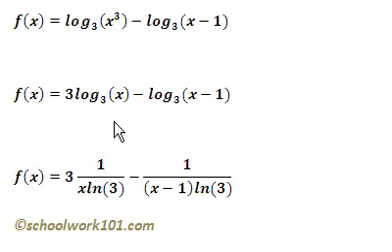So the derivative of x is 1. Rewriting what's in parentheses, put it down here in the denominator, and then this is the natural log of the base, natural log of 3, minus, and then taking the derivative of x minus 1, which is just 1, rewriting what's in parentheses, and the natural log of 3.